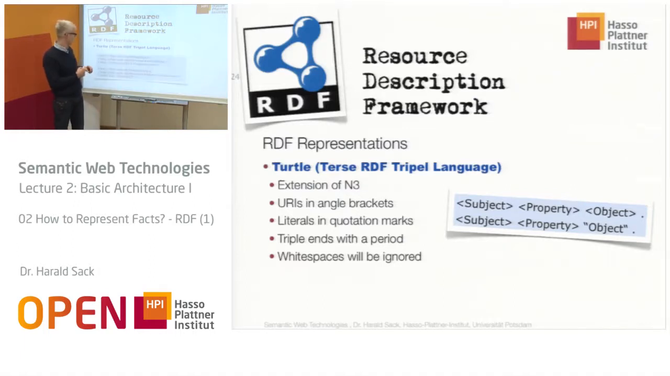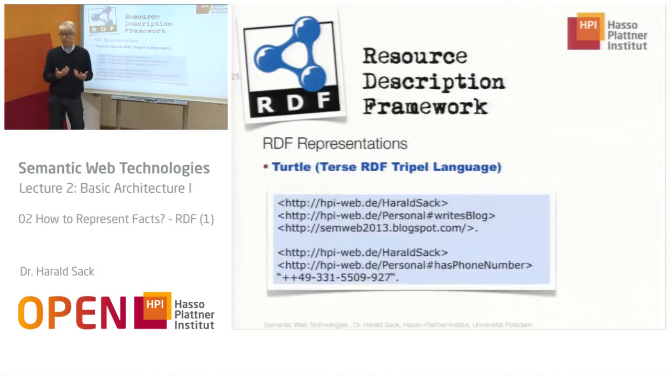So, in Turtle, simple triples or simple statements in RDF will look like that. And you will see here the URI that denotes me, then a URI for a property that denotes that I'm writing a block, and this is the URI of the block I'm writing. So again, subject, property, object. And here again is the triple that states that I have a specific telephone number. Now you might think, oh my God, for each of these simple facts, I have to give these long URIs. Of course you don't, and there are shortcuts for that.